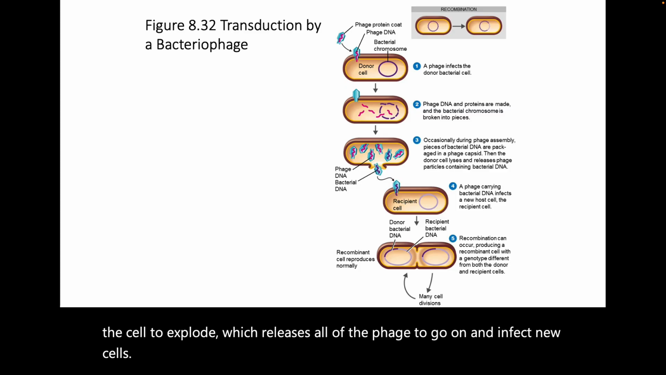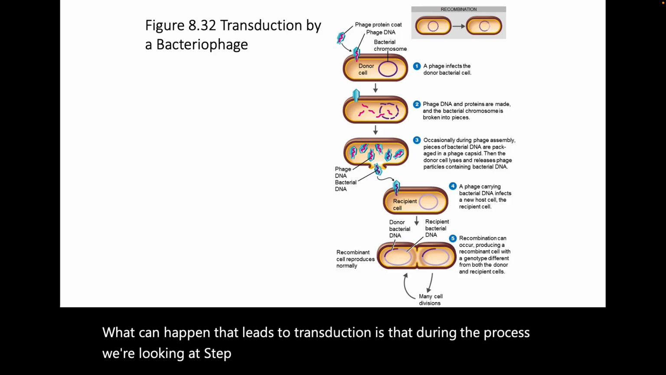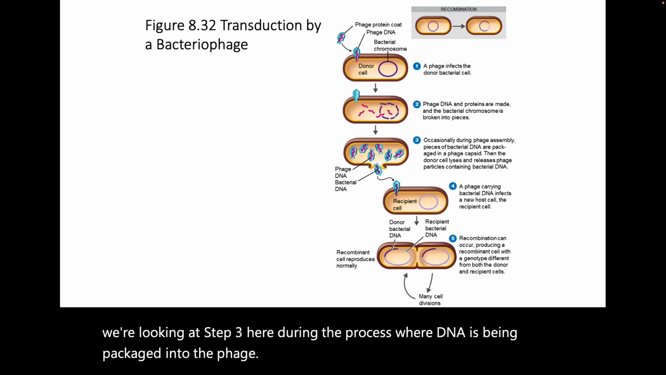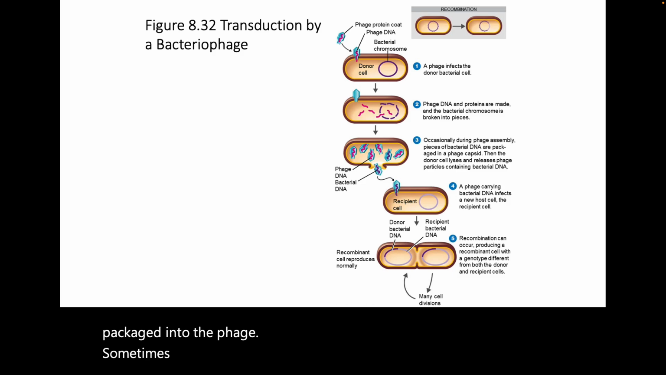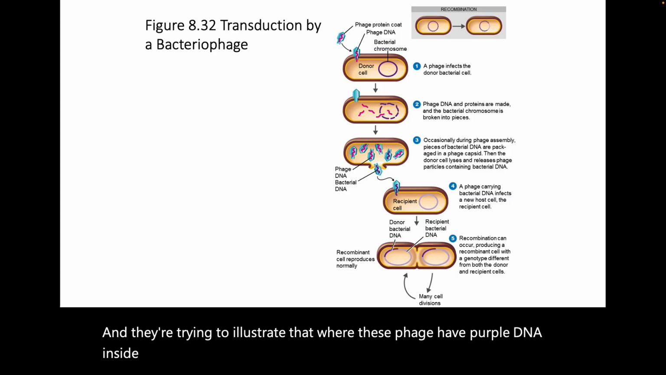What can happen that leads to transduction is that during the process, we're looking at step 3 here, during the process where DNA is being packaged into the phage, sometimes host DNA gets packaged instead of viral DNA. And they're trying to illustrate that where these phage have purple DNA inside of them, which represents the bacteria, rather than pink, which represents the virus.